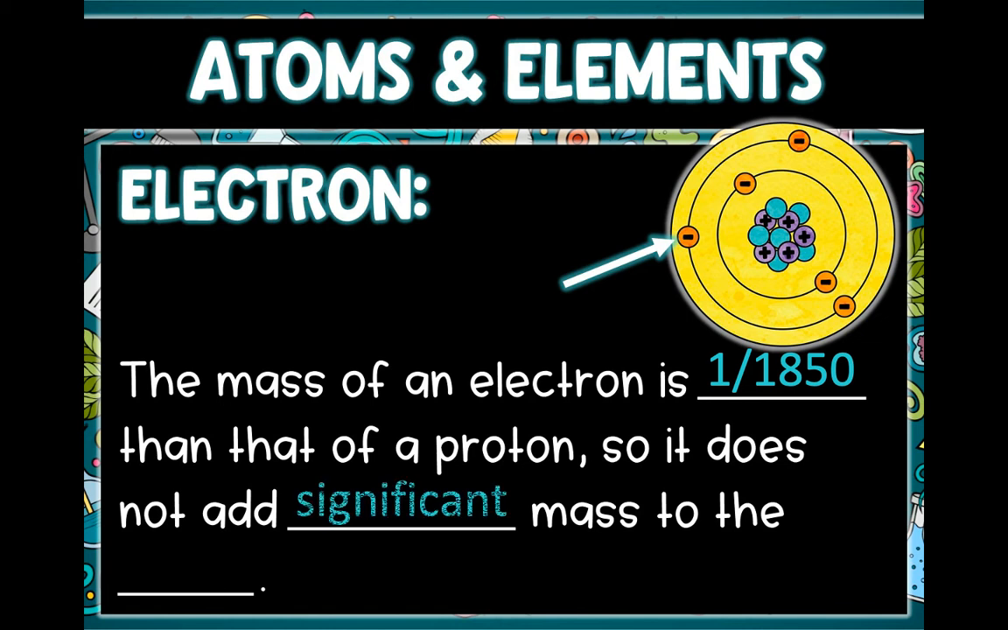The mass of an electron is 1/1850th that of a proton. So it doesn't add much mass to the atom at all. In fact, we don't even count it when we're looking at atomic mass. So remember, electrons are sort of on the outside in this cloud, and protons and neutrons are in the middle.